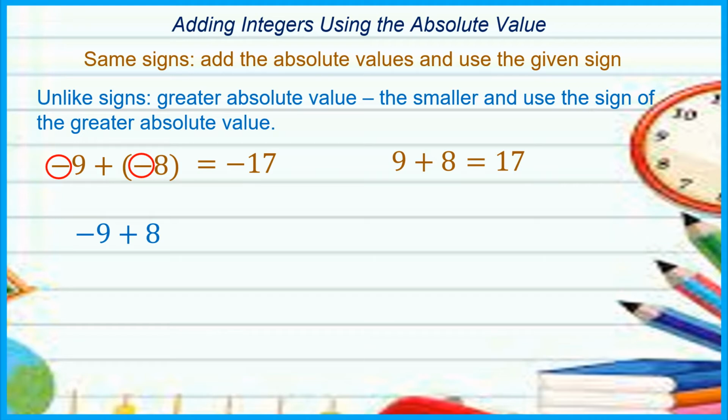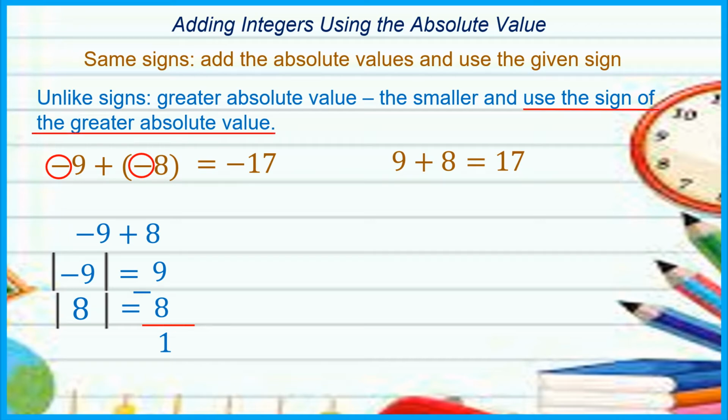Since they are unlike signs, we are going to get the absolute value of negative 9, which is equal to what? Correct, it is equal to 9. And what is the absolute value of 8? Correct, it is positive 8. Then we are going to subtract 9 minus 8. And 9 minus 8 is equal to what? Correct, it is equal to 1.